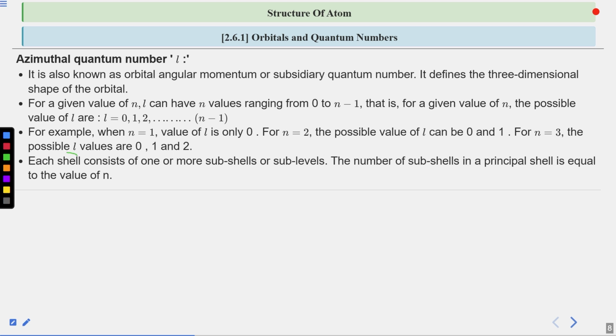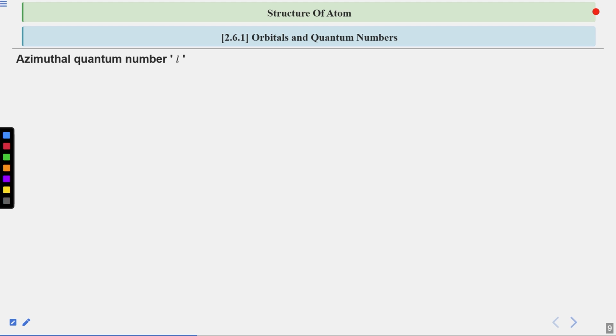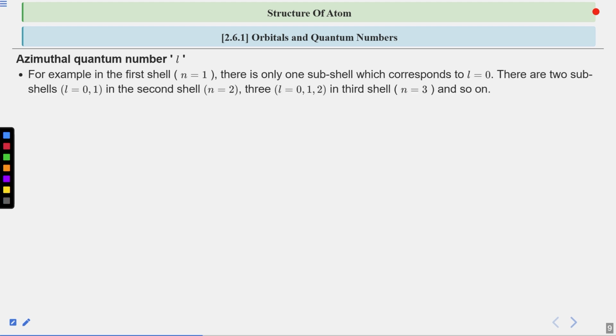So what I said is that each shell has a number of subshells given by the value of n, and those subshells have L values that start from 0 and go to n minus 1. Moving on further, for n as 1, there can be only one subshell whose L value is 0. Similarly, if n is 2, two subshells are possible, 0 and 1. If n is 3, then 3 subshells are possible, which are 0, 1 and 2. I guess it is very easy to understand. There is nothing rocket science behind it.